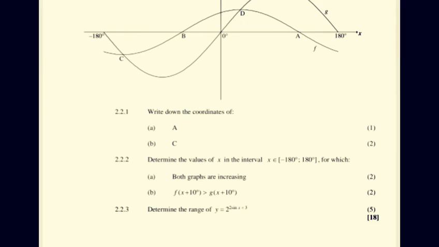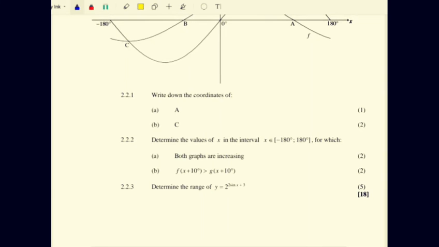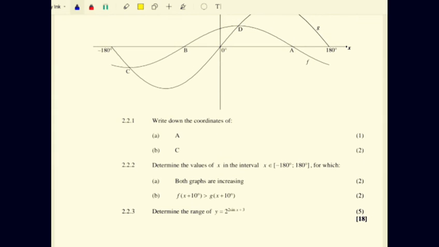Just getting my screen right. We're continuing with question 2.2. It says, determine the values of x in the interval x is between minus 180 degrees and 180 degrees for which A, both graphs are increasing, B, f of x plus 10 degrees is greater than g of x plus 10 degrees. Okay, let's start with A.